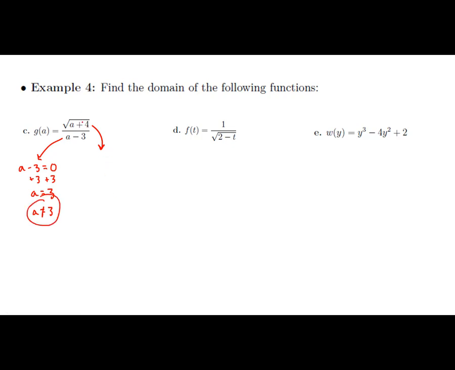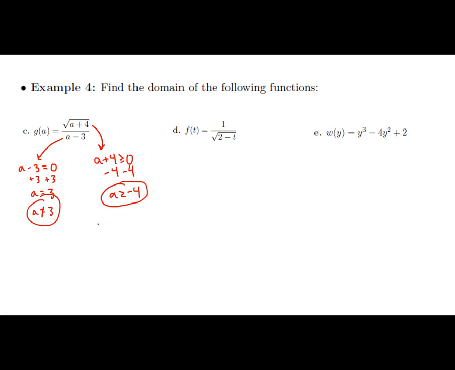On the other hand, we've got to watch out to make sure we're not taking the square root of a negative. So we want to make sure that a plus 4 is always bigger than or equal to 0. All right, but that's easily solved. So a is greater than or equal to negative 4. So that's the other part.